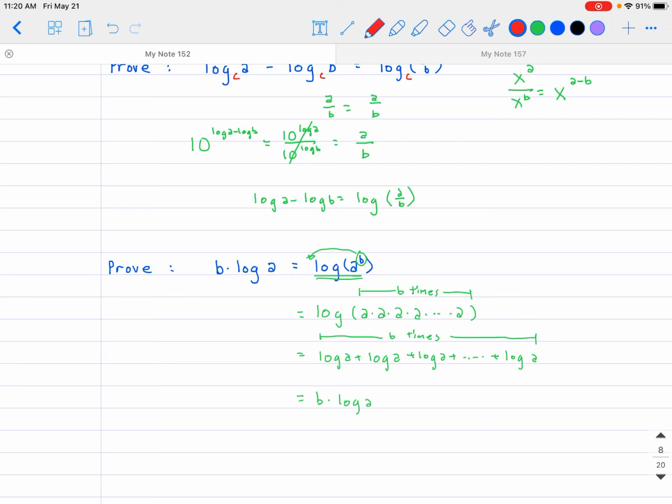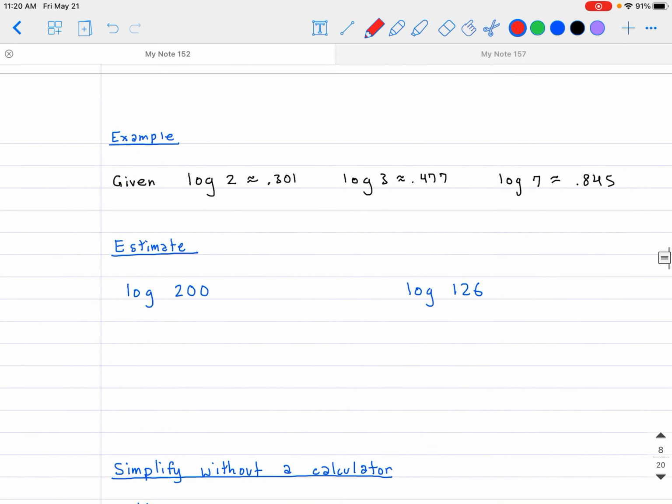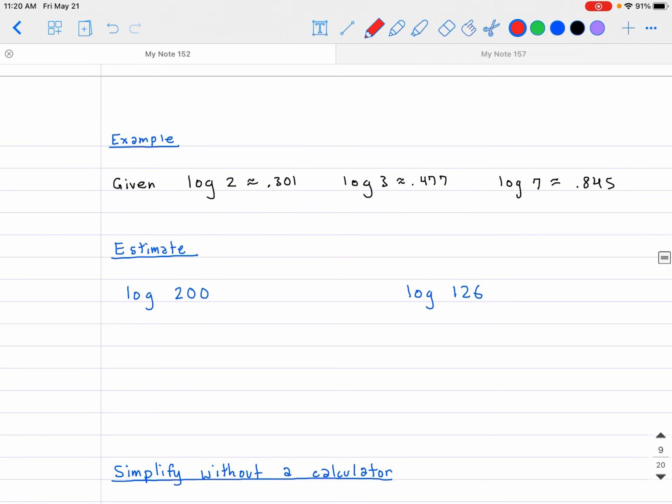And once again, just like with all the other ones, I'm going to put a subscript of c, so that way we can use it for not just base 10, okay? All right, now let's look at some of the examples where you can utilize these logarithm properties.